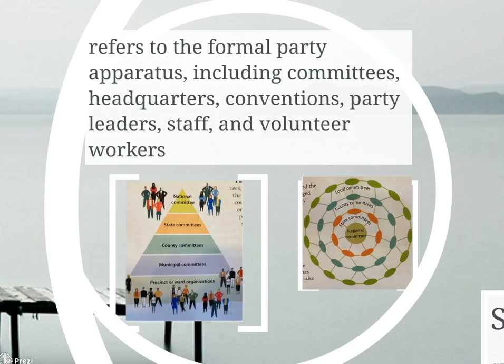Party organization refers to the formal party apparatus, including committees, headquarters, conventions, party leaders, staff, and volunteer workers. In the United States, the party organization is most visible at the local level, yet county and local parties tend to be loosely organized, centered predominantly on elections, and may be dormant when election season passes. Except during presidential elections, state and local political parties typically function quite separately from the national party.